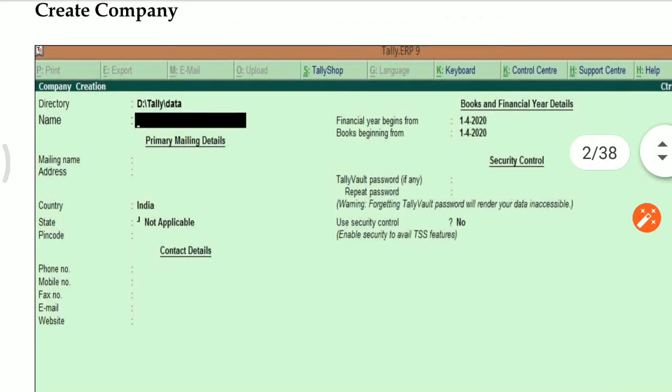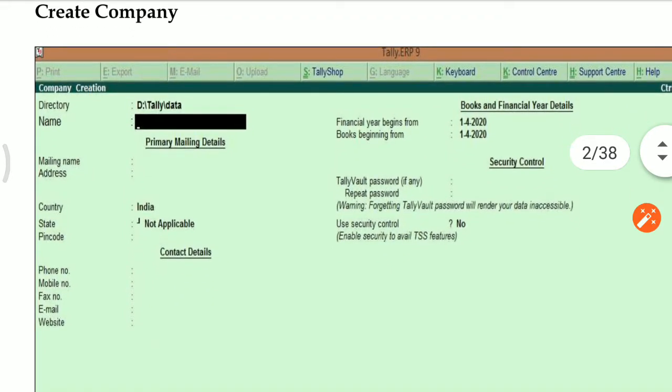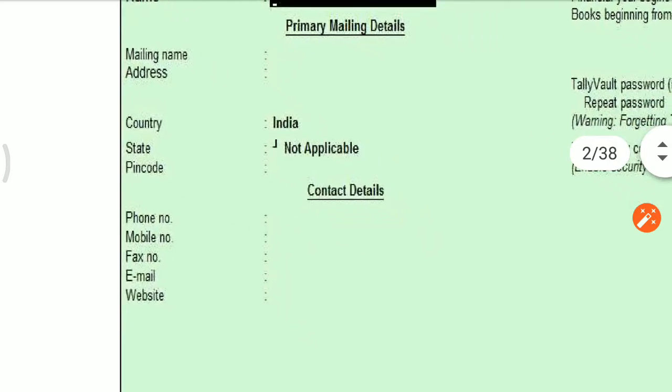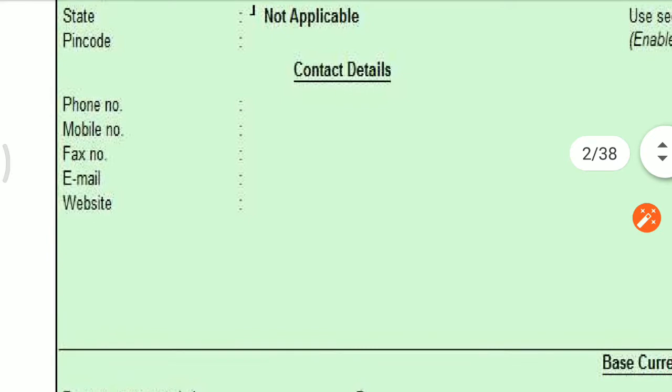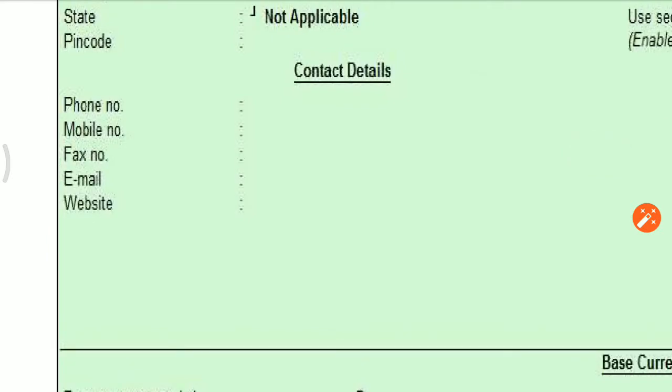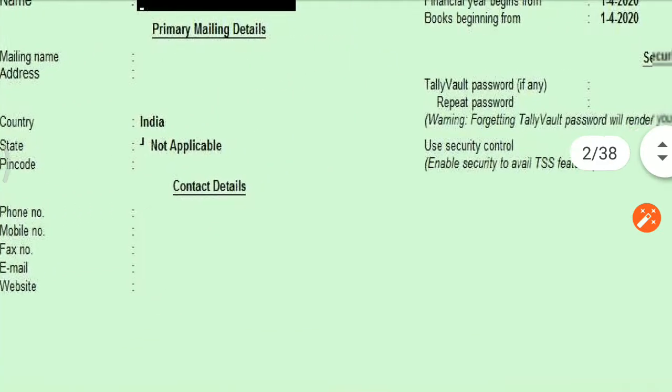This is the most important setup of Tally. So before inserting any details in the create company options, please discuss with seniors. Okay, the first one is name. Above name there is a path given where the original data of Tally software will be saved. Okay, you have to give name, then mailing name, address, then you have to give country, state, pin code, contact details. In contact details: phone number, mobile number, fax number, email, website.